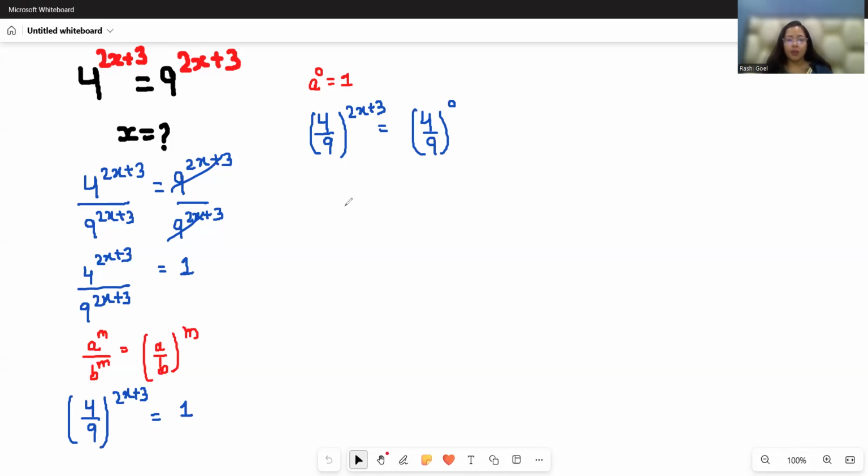Now if we compare both sides, if the bases are equal, their powers are also equal. So 2x plus 3 equals 0. So 2x equal minus 3, x equal minus 3 by 2.